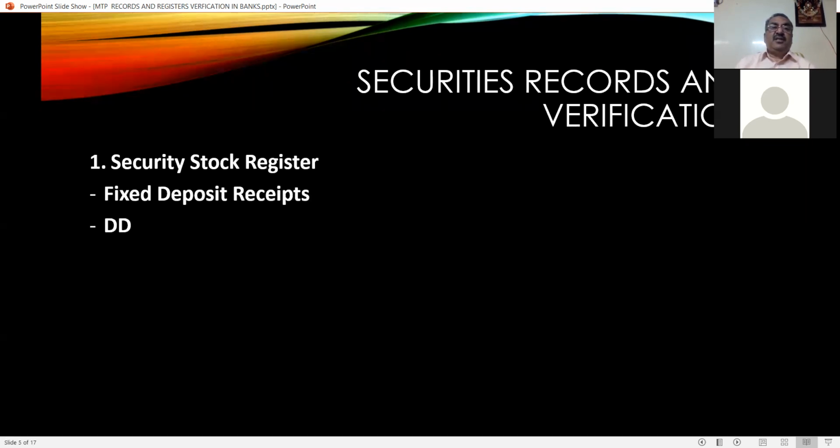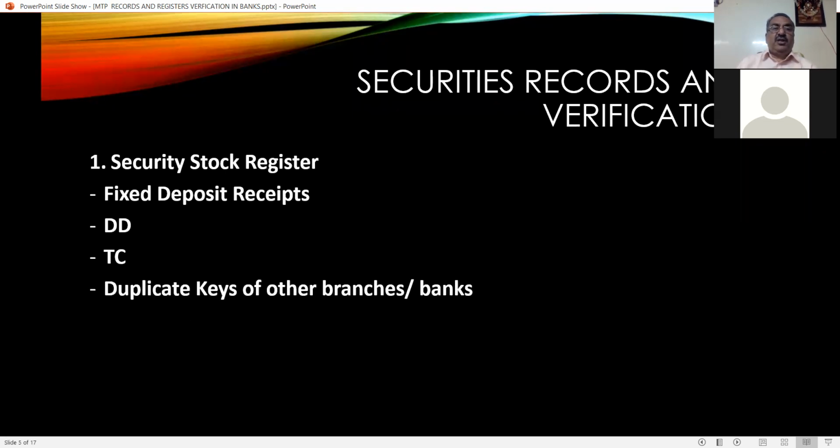And these are the securities that are there: fixed deposit receipt, DD, traveler's check, duplicate keys of the other branches and banks. Even other branches would have come and deposited keys with you. So that has to be recorded in the security stock register.